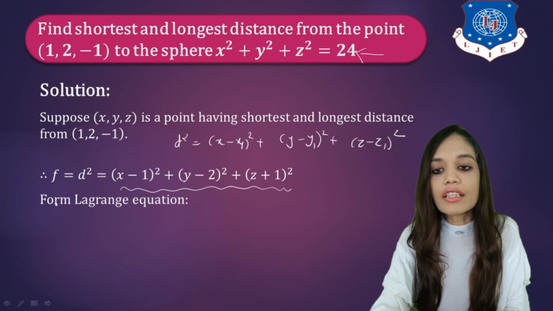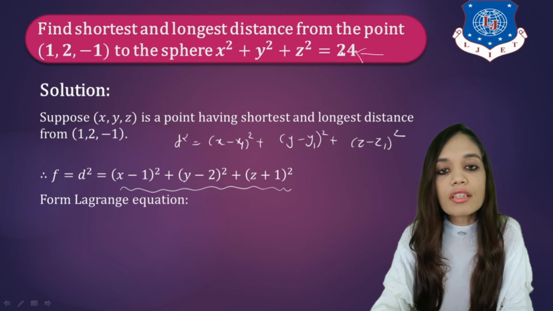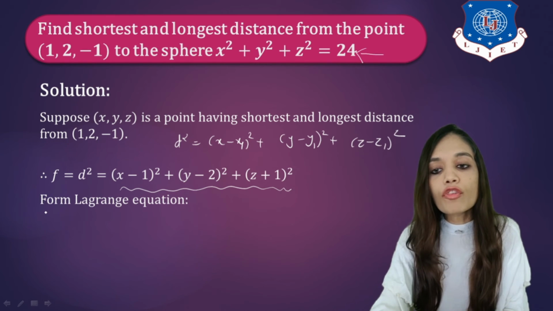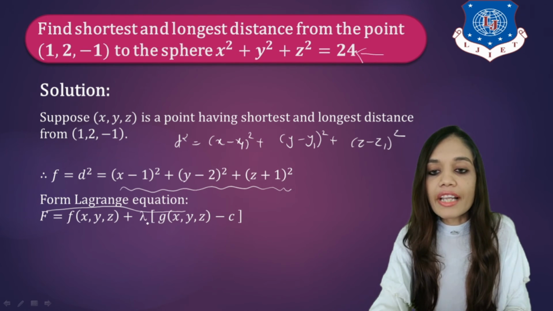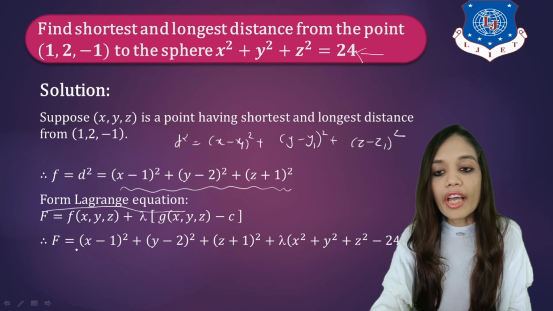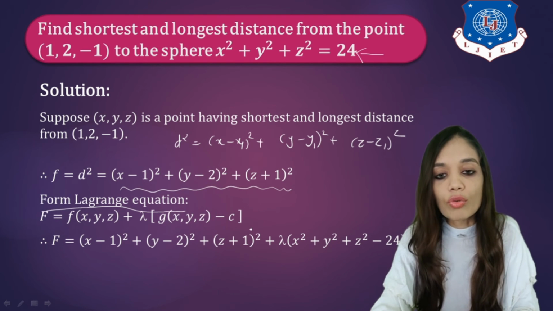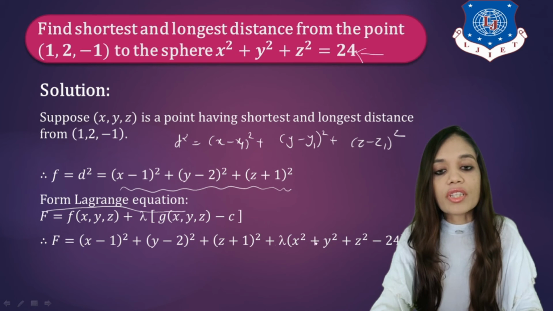Now our g is x square plus y square plus z square minus 24. So now we will form our Lagrange equation, which is given by capital F is equal to small f plus lambda times g minus c. So put all the values. Therefore, F will be equal to (x minus 1) whole square plus (y minus 2) whole square plus (z plus 1) whole square plus lambda times (x square plus y square plus z square minus 24).